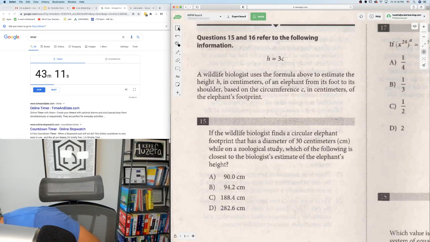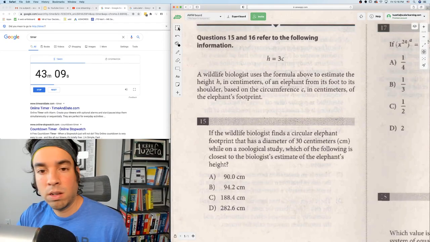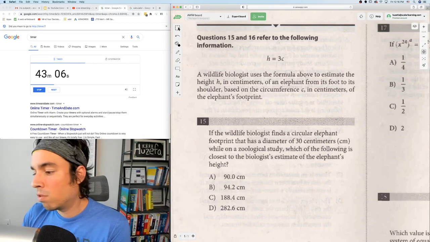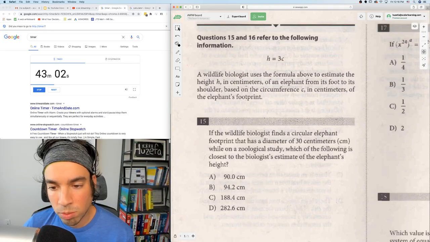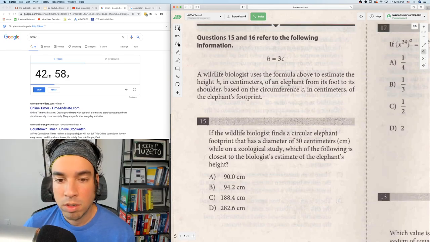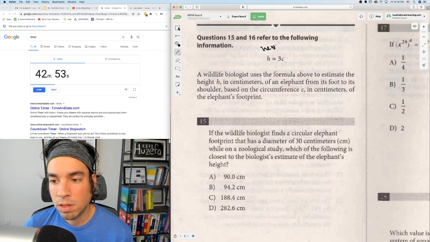15. Hold on, let me plug in my phone. A wildlife biologist uses the formula, this one, to estimate the height in centimeters of an elephant from its foot to its shoulder based on the circumference C in centimeters of the elephant's footprint. All right. So this is height. And this is circumference.